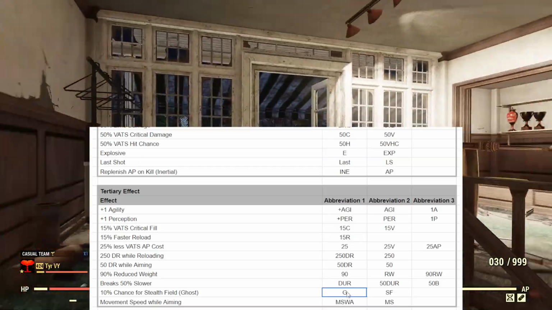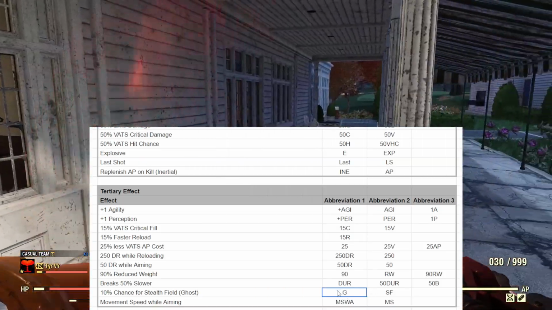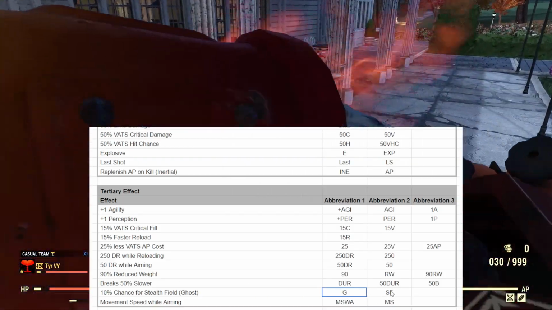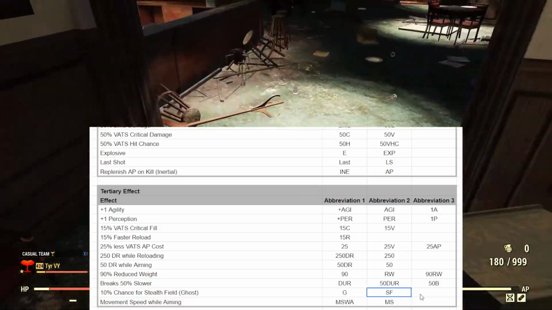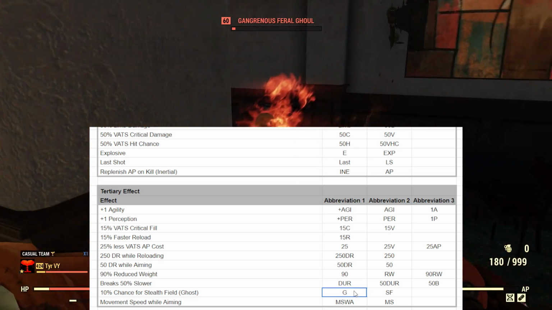Then we have the Ghost effect, 10% chance to generate a stealth field. I mostly see this as G, or I've seen people write 10G, or just SF, stealth field for SF. That makes sense as well. Any three of those options would do just fine.